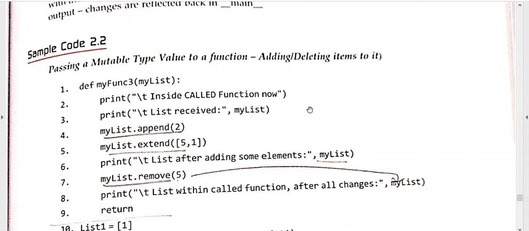Because it is in continuation with the previous video, now what we will be trying to do is pass a mutable type value to a function. Previously also we have used this concept, a mutable type value passed to the function, but now we are adding something additional to it. We will be adding or deleting items with the help of this particular mutability concept.